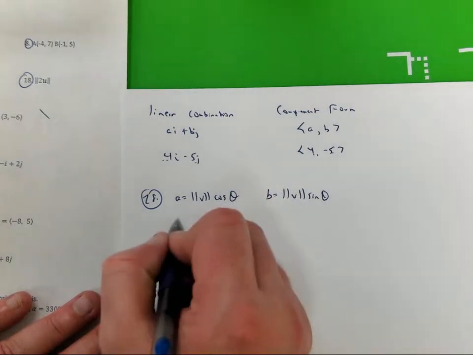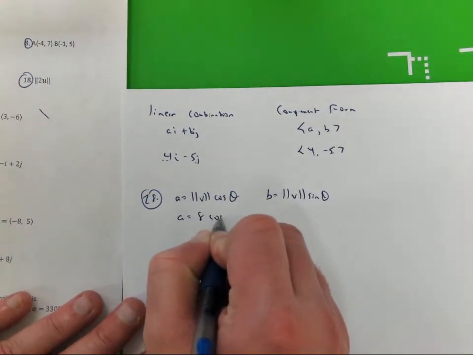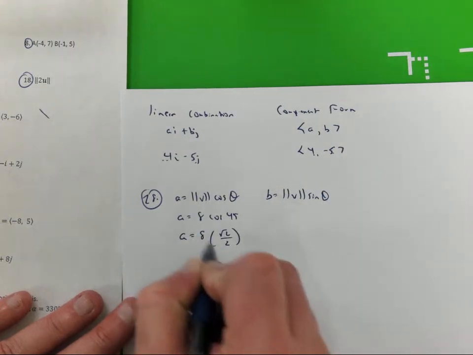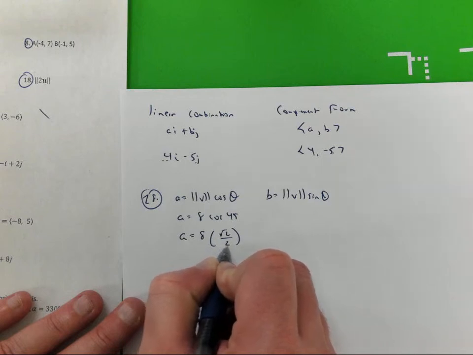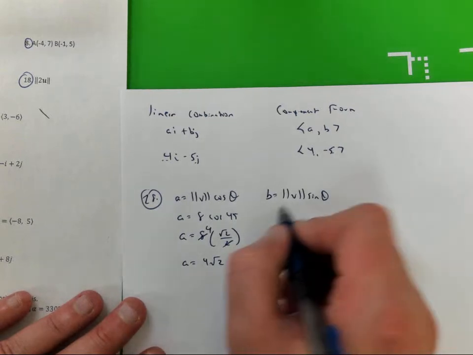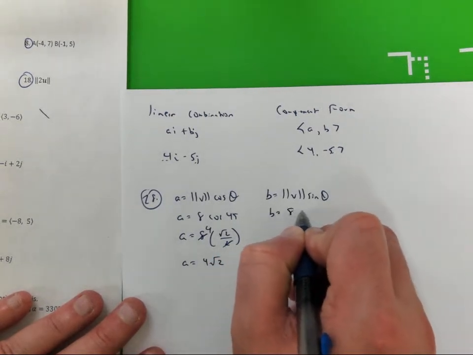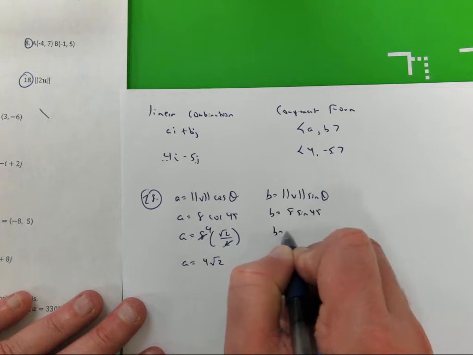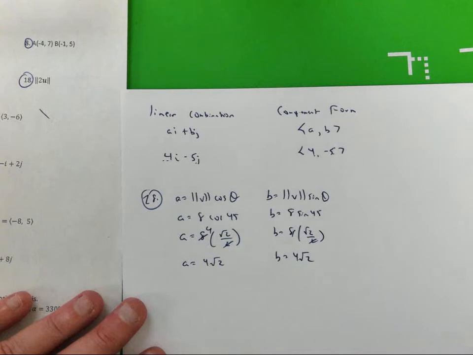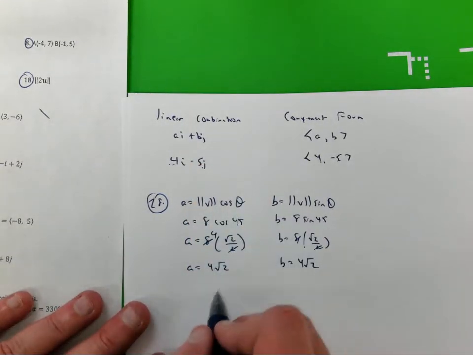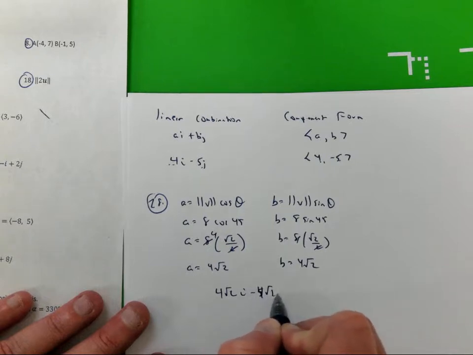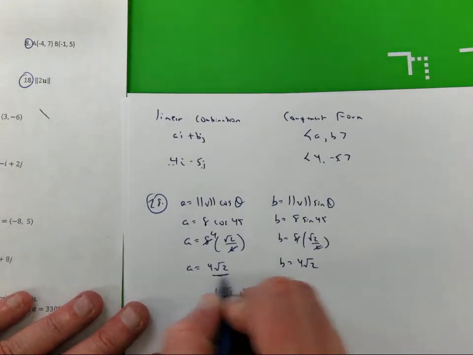So on 28, they tell you that the magnitude is 8 and your angle is 45. Cosine of 45 is square root of 2 over 2. I can cross simplify here because there's no plus, so that leaves me a 4. a equals 4 square root of 2. b equals 8 times sine of 45. Now I'm ready to write it in linear combination: 4 square root of 2 i minus 4 square root of 2 j. These both happen to be the same.